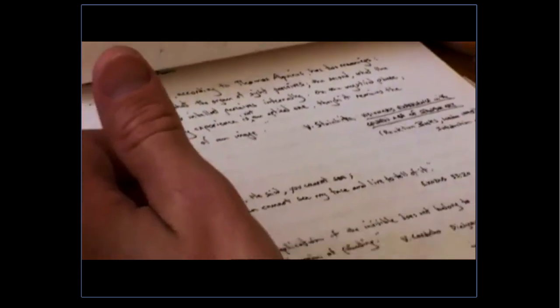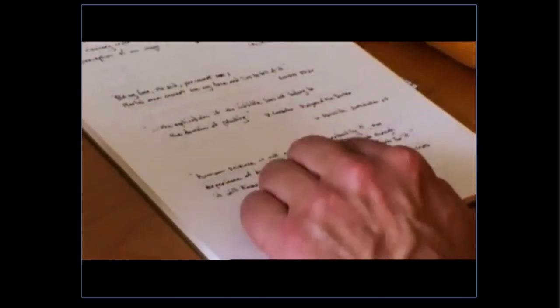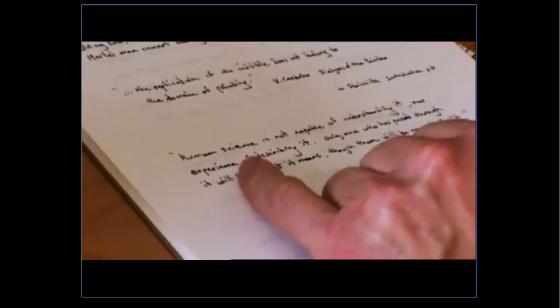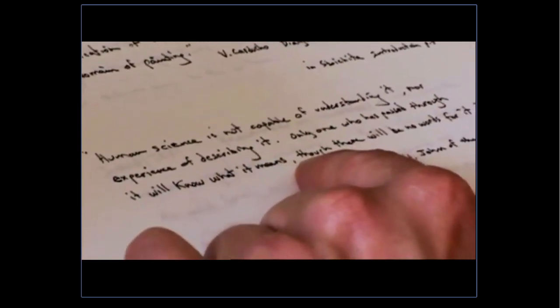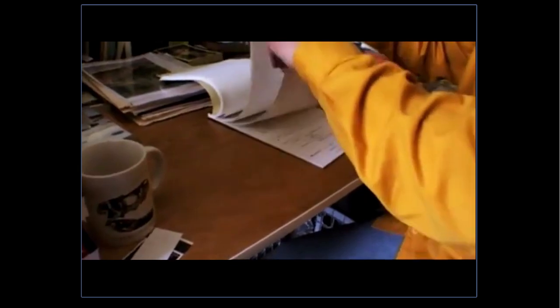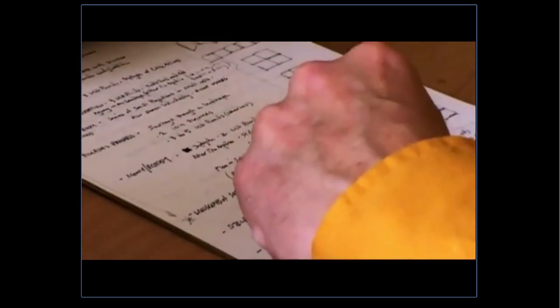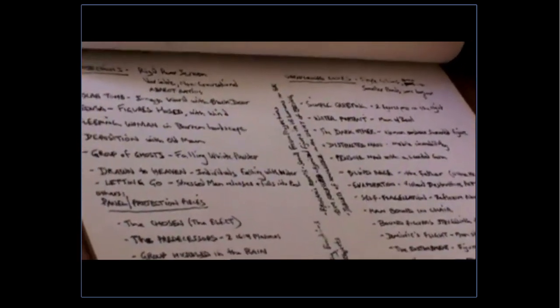So here's a bunch of quotes, one of which here is one of my favorites from St. John of the Cross. Human science is not capable of understanding it, nor experience of describing it. Only one who has passed through it will know what it means, though there will be no words for it. So the wordless knowledge. So the end of this 4-day retreat thing, finally, all of that ends up in lists and lists and lists and more lists, and then occasionally new ones, and then it ends up in this, which is, I don't know, I haven't counted these. I think there's something on the order of like 50 pieces here.